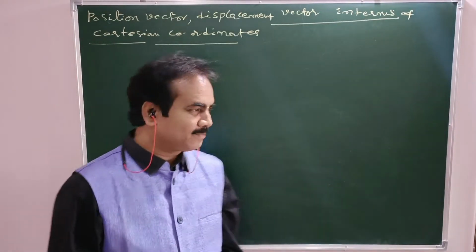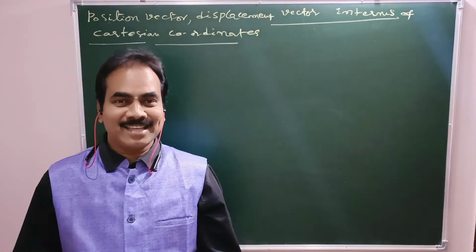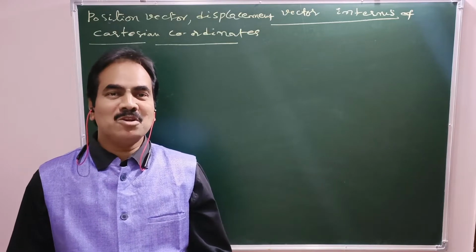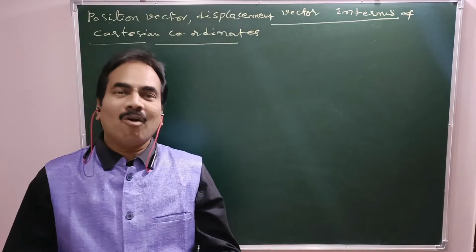Okay, let us see what is meant by position vector. Position vector, by the name itself, is a vector which describes the position of a particle or an event with reference to a fixed origin.